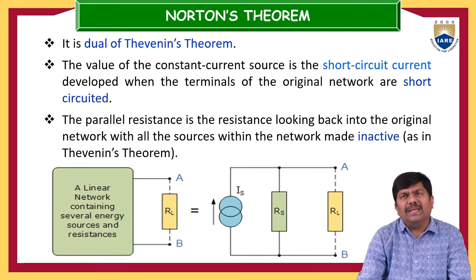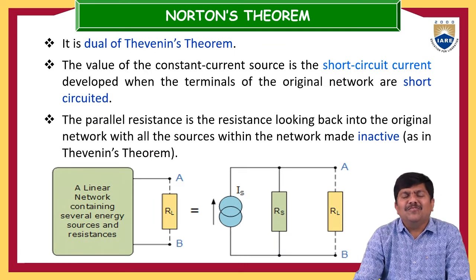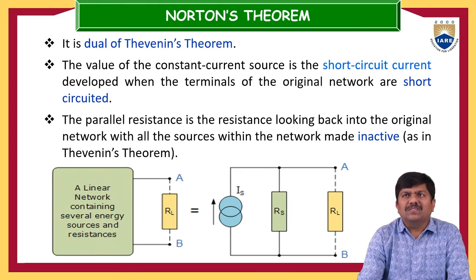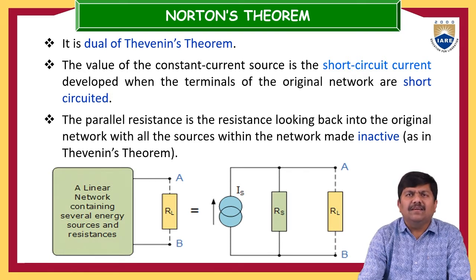So as we have just discussed, it is the dual of Thevenin's theorem. Just the value of the constant current source is the short circuiting current developed when the terminals of the original network are short circuited. That is the only simple difference between Thevenin's theorem and Norton's theorem. The parallel resistance is the resistance looking back into the original network, with all the sources within the network made inactive as in Thevenin's theorem. So this step we are going to utilize to calculate Thevenin's equivalent resistance.